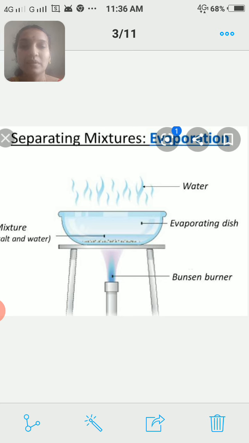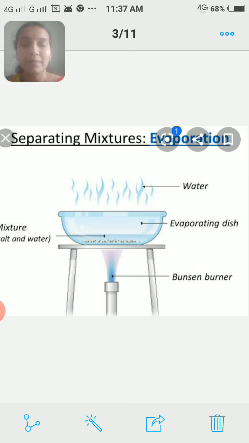Now which method am I going to use in order to separate salt and water? If I have to separate salt and water, one of the best methods is evaporation. By this evaporation, I can easily separate the salt and water. So, I am going to boil the salty water. After boiling 10 to 15 minutes, I can observe the water gets evaporated, whereas the salt will remain in the beaker. This is about the evaporation method.